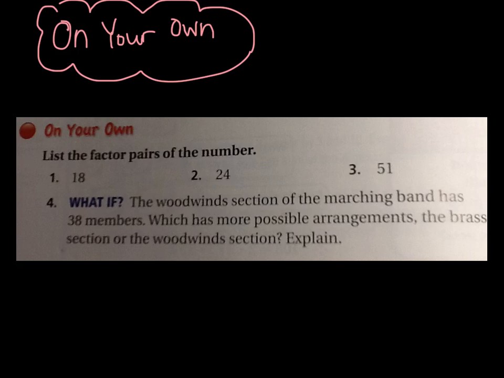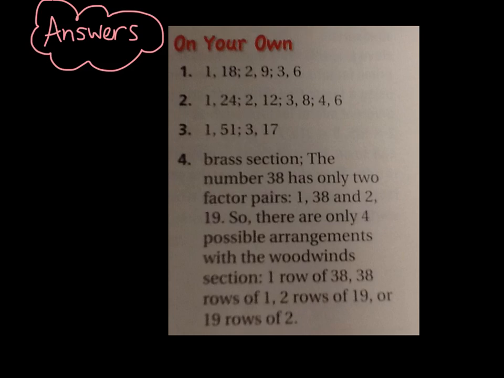These are the on your own problems that you have in your notebook. Here are the answers. You can check your on your own problems and see if you got them correct. Notice that in the factor pairs for questions 1, 2, and 3, they only list each factor pair once. They didn't double it up and then do 6 times 3 and 9 times 2 and 1 times 18. If you did that, it's okay for right now, but you only have to include it once unless it's part of answering the question.